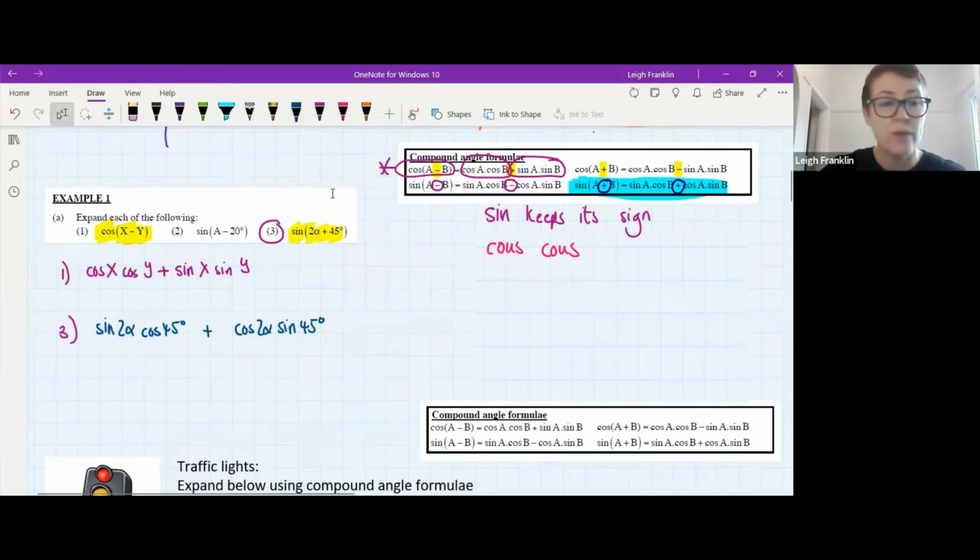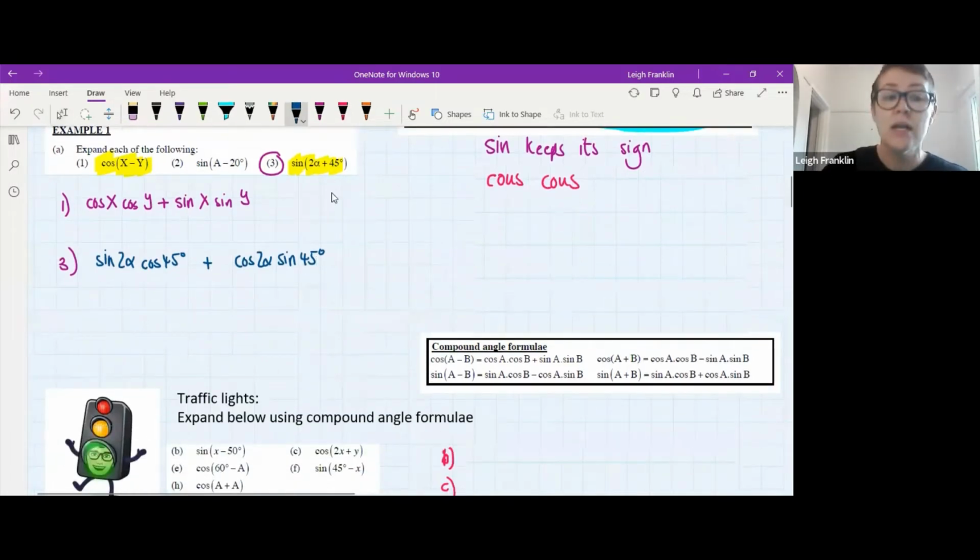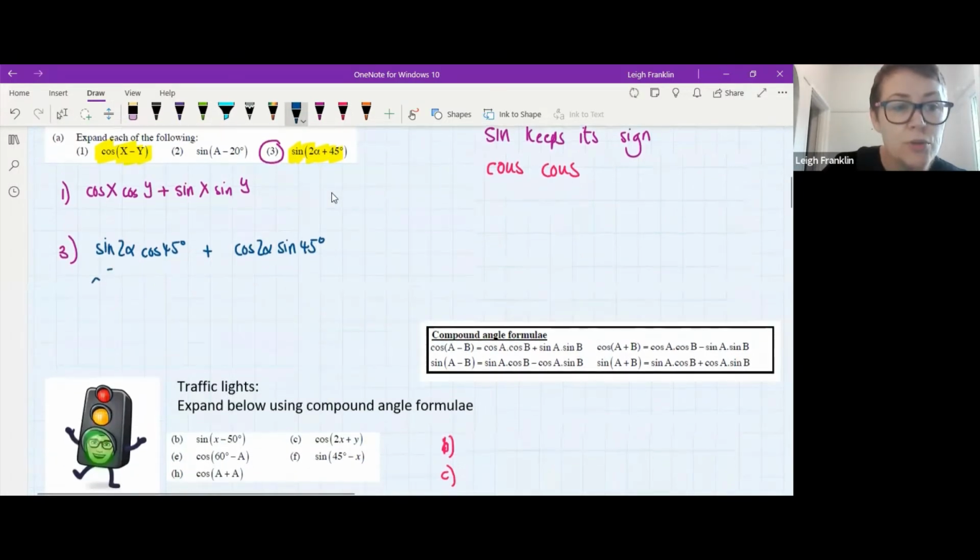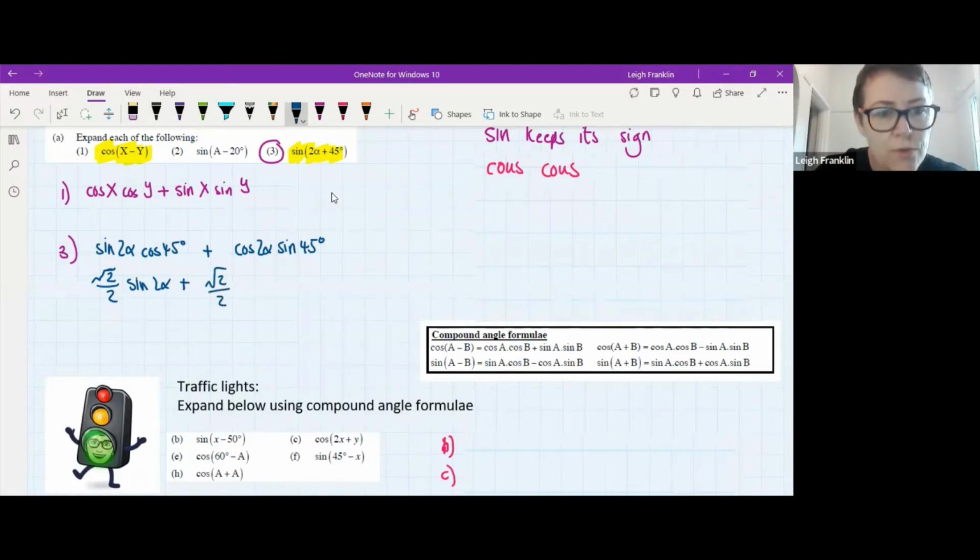Again, if you know your special angles, look how quick and easy this is. Cos 45 is root 2 over 2 sine 2 alpha. And the sine of 45 is exactly the same thing, because remember, one's cos, one's sine, they add up to 90, they're co-ratios. So this would be root 2 over 2 cos 2 alpha.